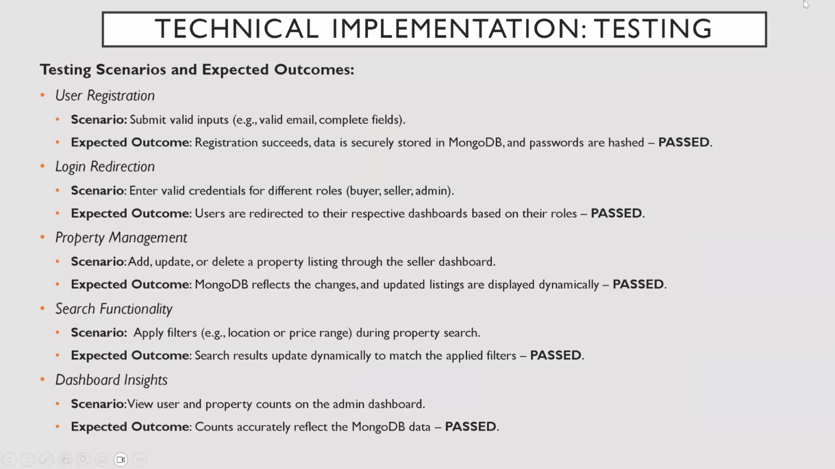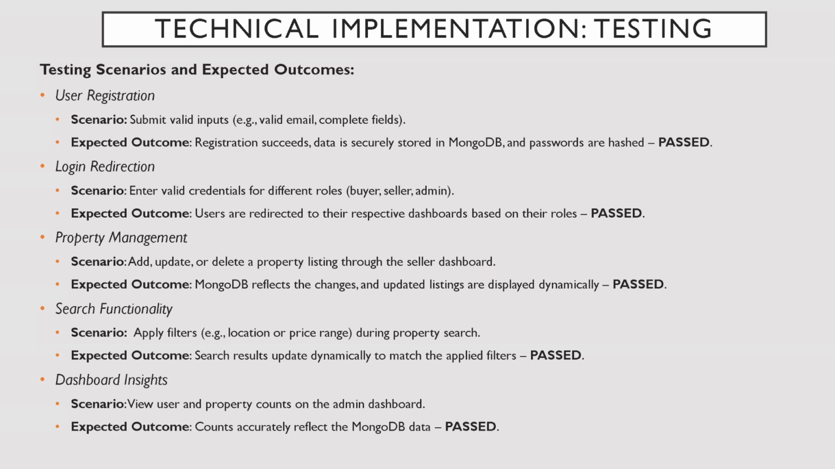The technical implementation for testing scenarios and expected outcomes. User registration scenario. Submit valid inputs, valid email, complete fields. Outcome: registration succeeds, data securely stored in MongoDB, and passwords are hashed. Pass. Login redirection scenario. Enter valid credentials for different roles: buyer, seller, admin. Expected outcome: users are redirected to the respective dashboards based on their roles.